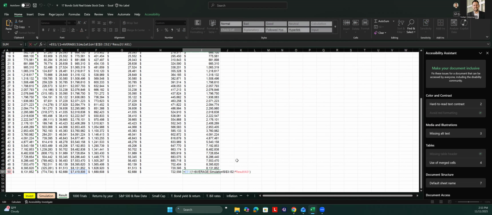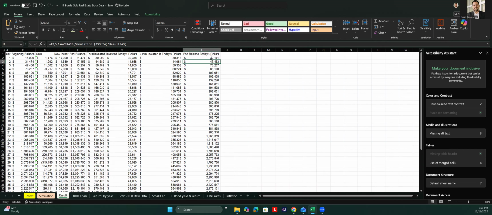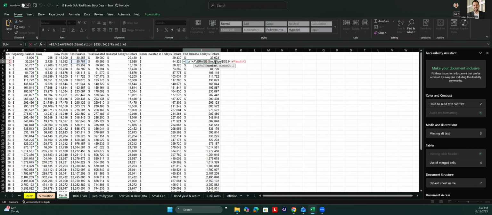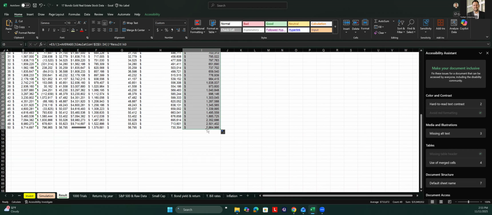Oh, I see. Okay, so the issue is, let's fix that. Perfect. I'm glad that we found this issue. Basically, we need to put one more parenthesis here. This parenthesis is in the wrong spot. Okay, let's see whether this fixes it. Yes. Okay, so these are today's dollars.